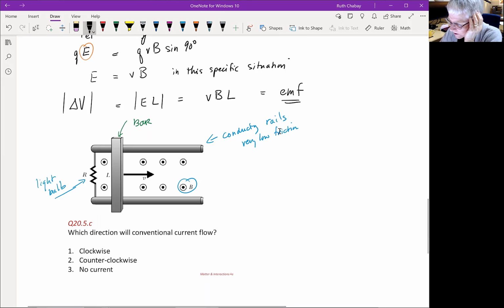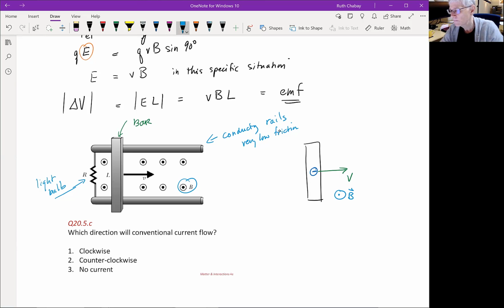So let's check. Here's our bar. Here is our mobile electron, which is the thing that can move. So that's what we care about, moving that way at speed v. We have a magnetic field out of the page. So v cross B is down. This is an electron, so that means the magnetic force is up. So we get electrons on the top, excess electrons. We have a deficiency of electrons on the bottom. So let's add that to our diagram here.